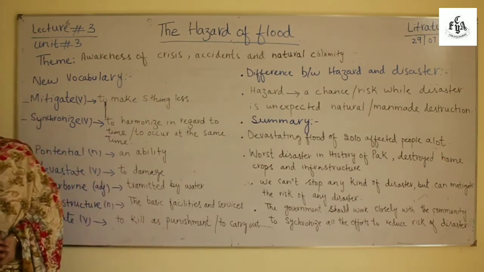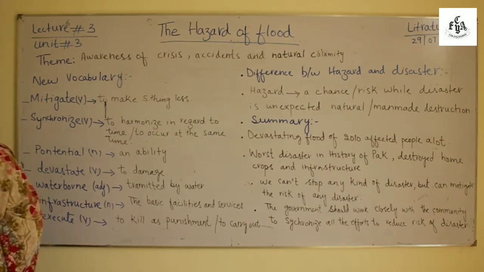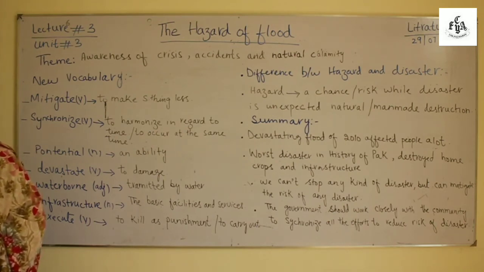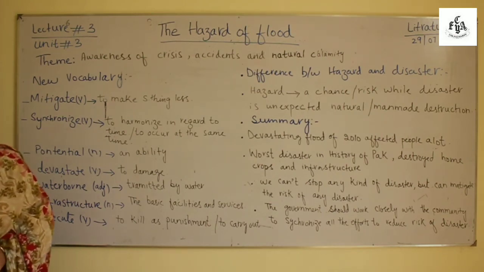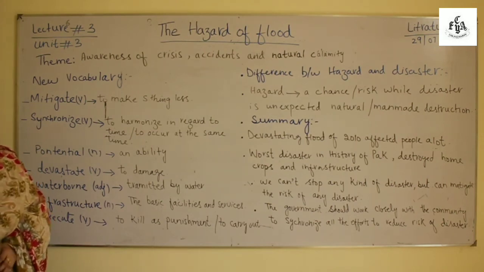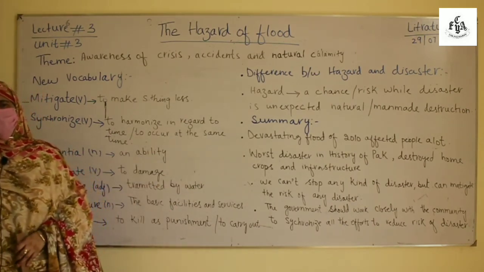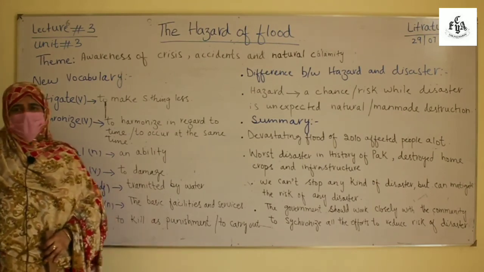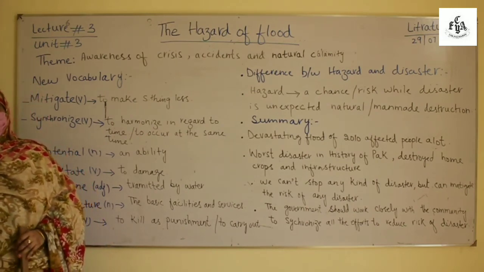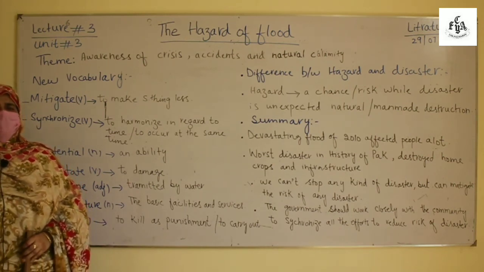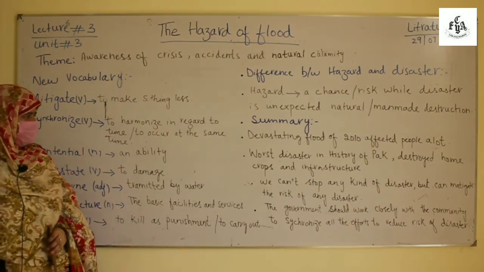The summary of this chapter is that it talks about the devastating flood of 2010. It affected many people. Many people were killed in that disaster, the flood of 2010. It was the worst disaster in the history of Pakistan. Why is it called the worst disaster in the history of Pakistan? Because it destroyed homes, crops and infrastructure. Many people who were vulnerable to the disaster were rendered homeless. They were left suffering from many kinds of diseases.